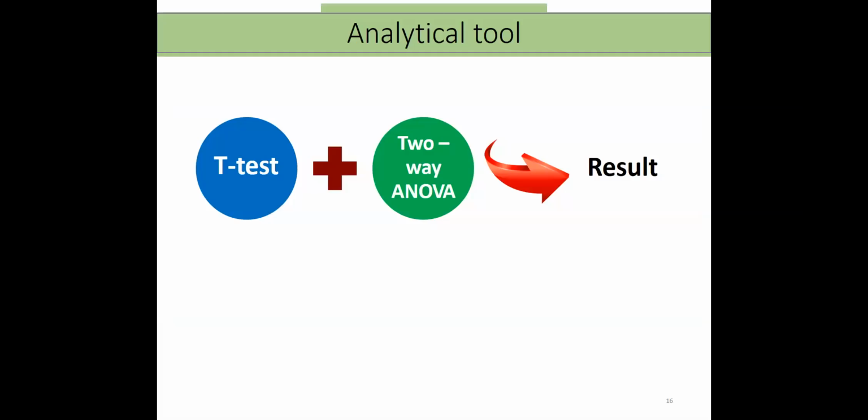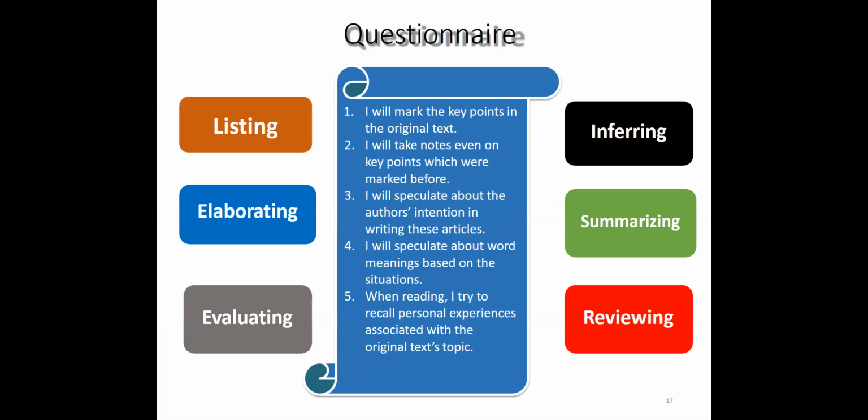The analytical tools I am going to use are a t-test and the two-way ANOVA, and the results will be created after these two analytical tools. As I have mentioned, we have 6 reading strategy applications here: listing, elaborating, evaluating, inferring, summarizing, and reviewing.